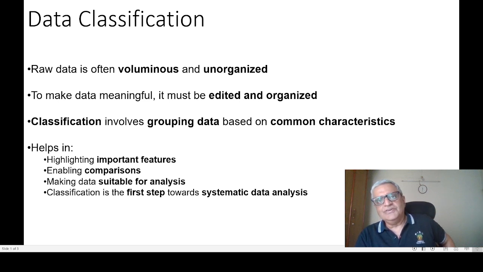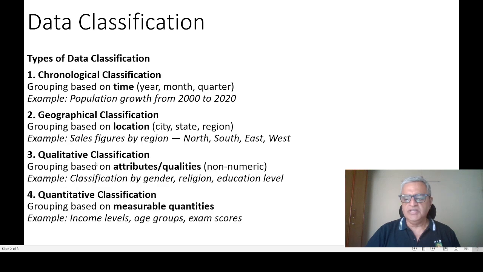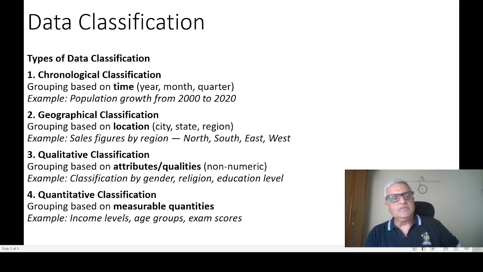Classification is one of the fundamental steps to organize the data, which will help us to group data based on certain characteristics. And obviously it helps in highlighting what are the important features, right? It helps us in enabling comparisons, very very important, and making data suitable for analysis. Thus we can say classification is the very first step towards systematic data analysis.